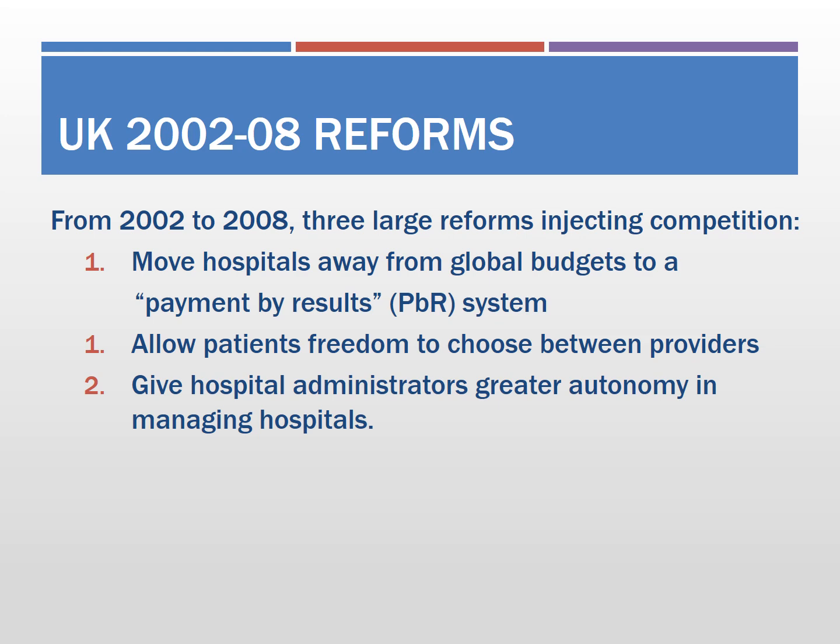Also, the reform allowed patients to choose between providers in the healthcare market. And last, the reform gave hospital administrators greater autonomy in managing their hospitals. Unlike the previous reform, this reform set a uniform price for all hospitals in the country, so that hospitals could no longer compete on prices. They could only compete with other hospitals on quality.